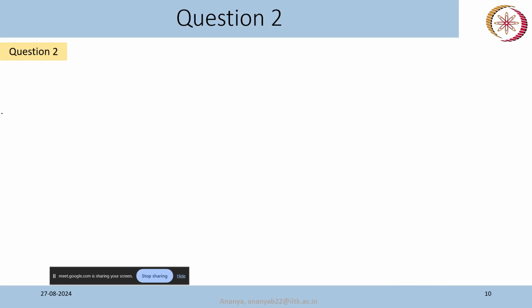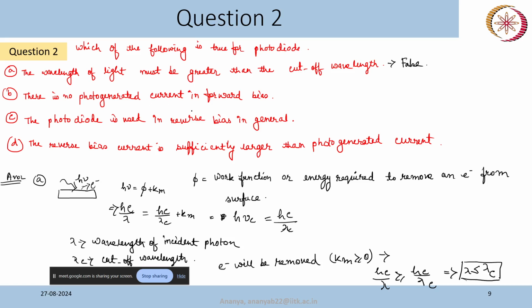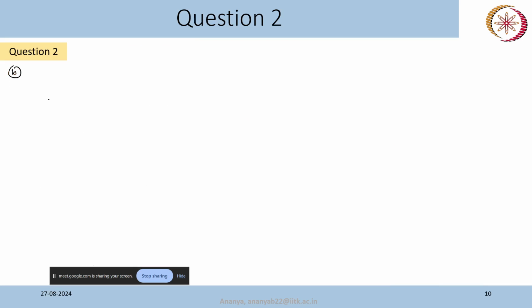The second statement is there is no photogenerated current in forward bias. As I mentioned earlier also, in case of forward bias also, photo generation will happen. If the energy of the incident photon is sufficient, then it will generate electron hole pairs in case of a semiconductor. But it's just that the forward bias current is already very high, so we may not be able to detect the photogeneration current, the current due to photogenerated carriers.